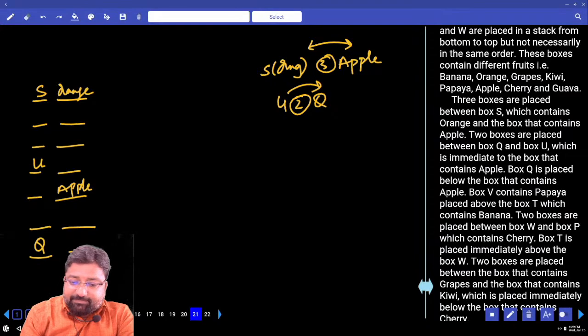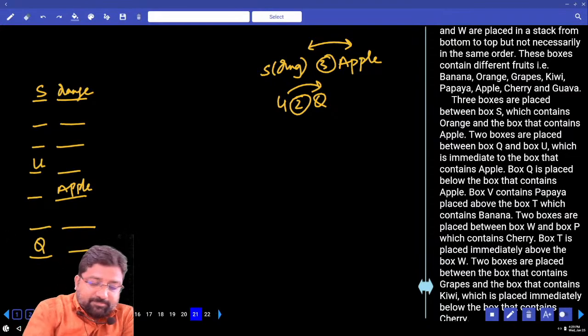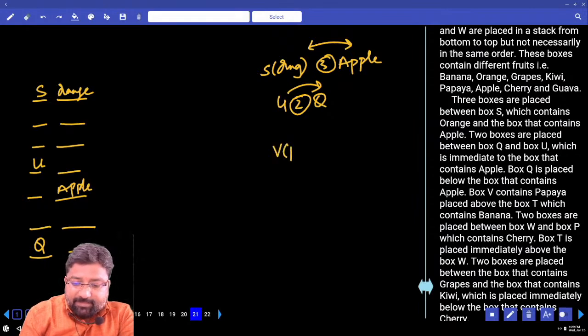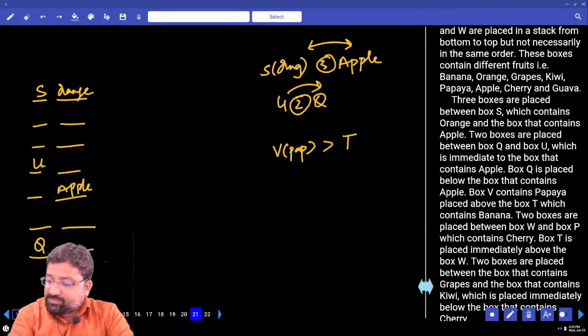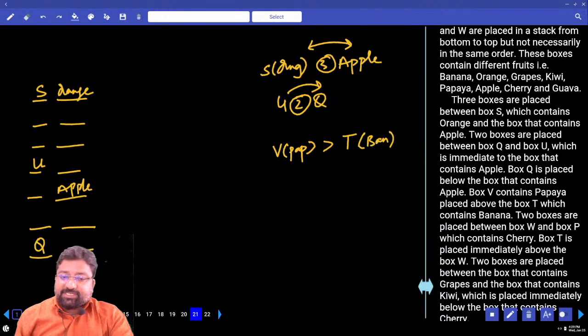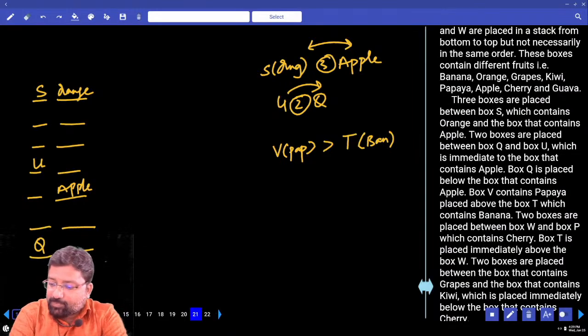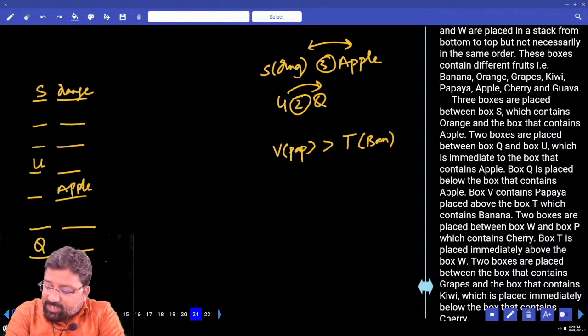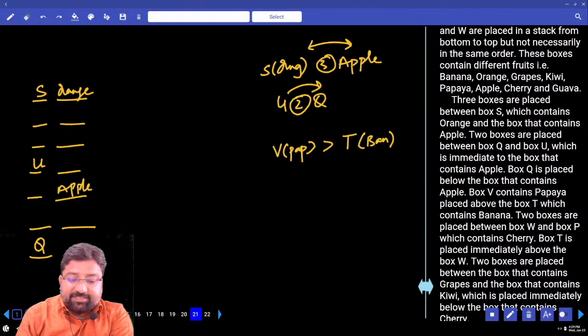Box V contains papaya. V, which contains papaya, is placed above T, which contains banana. Next, two boxes are placed between W and P, P which contains cherry.